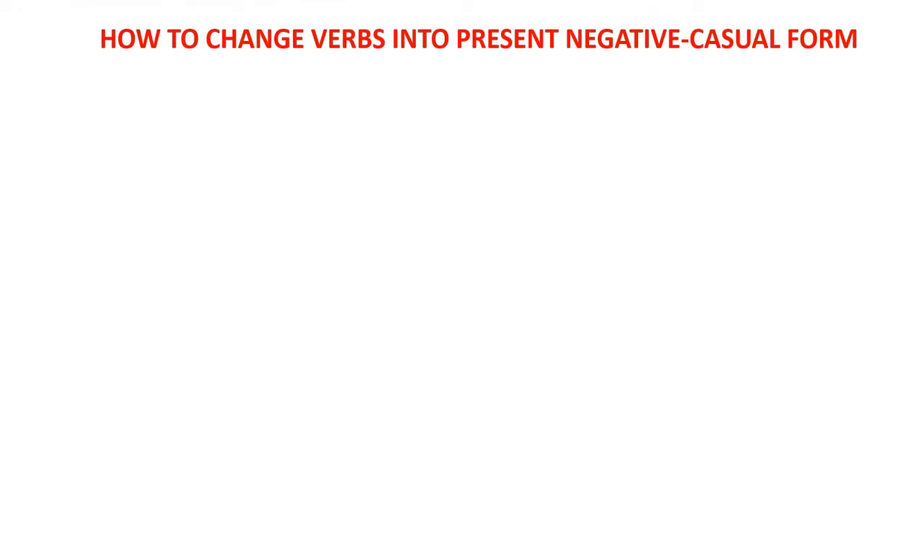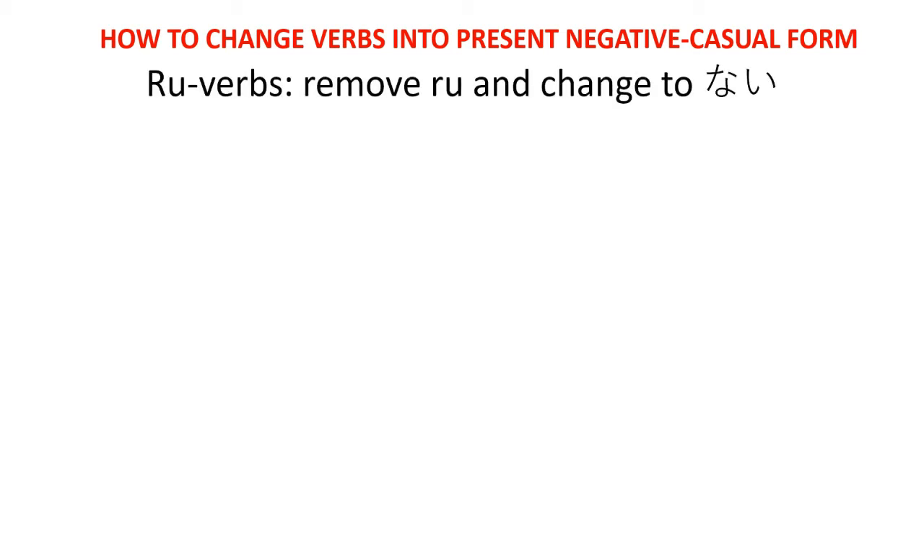Alright, now this is how to change verbs into present negative casual forms. First, the ru verb. Here it is easy to change it to casual form. Negative, just remove ru and change to nai.